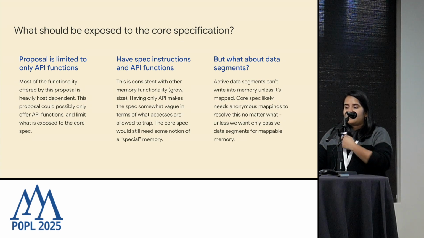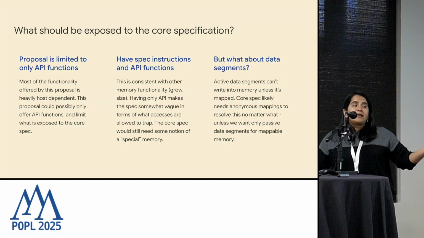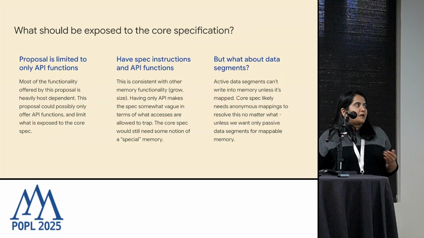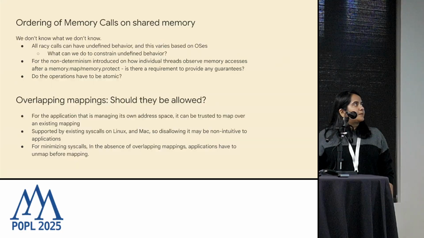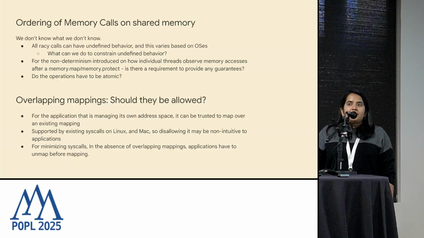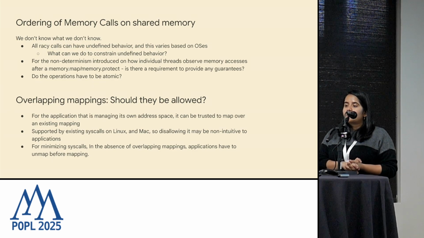Also, data segments present a tricky challenge. Active data segments can't write into memory unless it's mapped. So likely, we're going to need anonymous mappings if we want to be able to give more control over the memory. So this is something we're going to have to think more about. As I said earlier, this area is definitely quite full of open questions. So for ordering of memory calls on shared memory, we don't really know what we don't know.